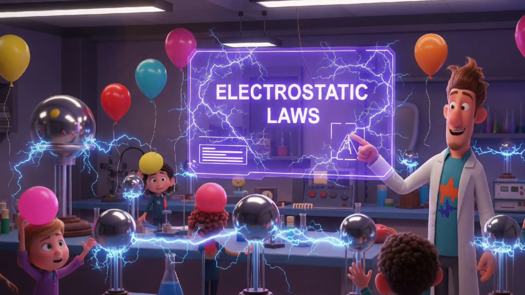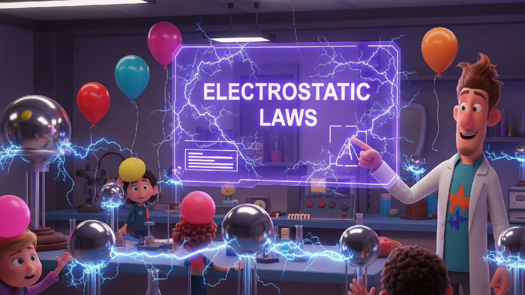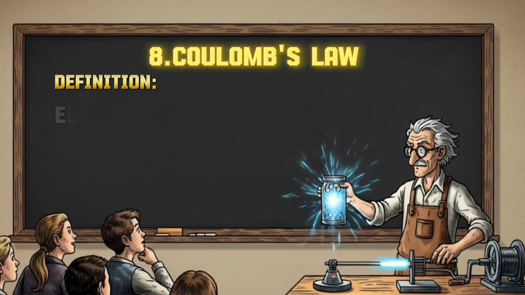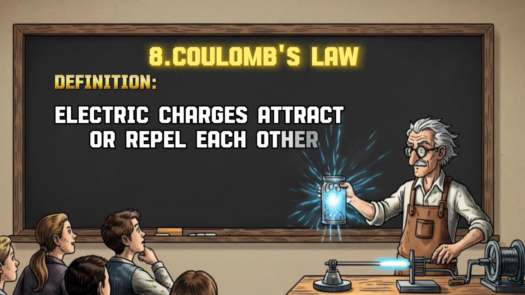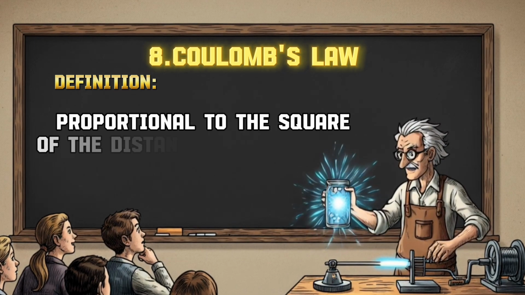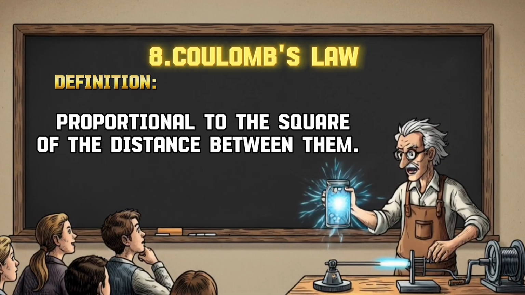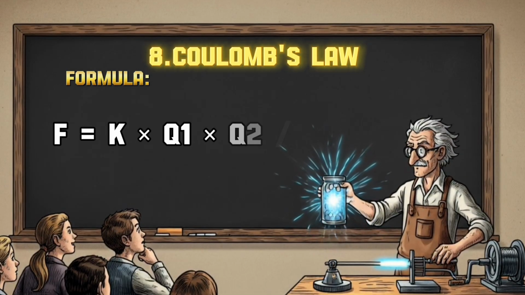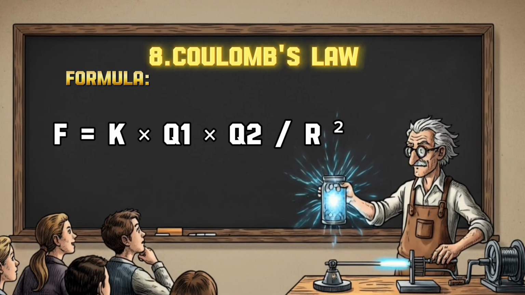Next, third one is electrostatics laws. Coulomb's law. Definition. Electric charges attract or repel each other with a force proportional to their charges and inversely proportional to the square of the distance between them. Formula. F equals K times Q1 times Q2 over R squared.